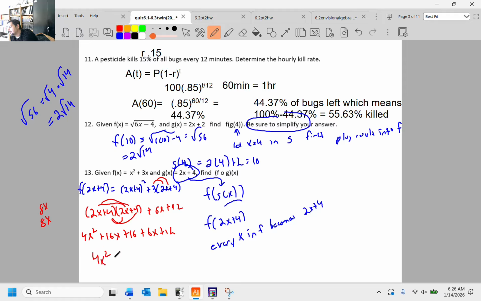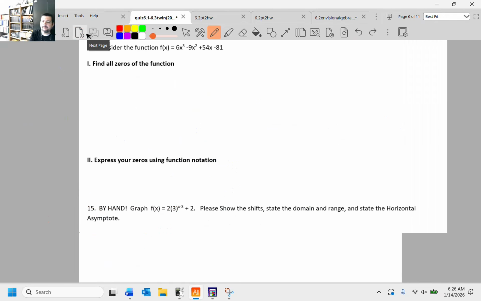It looks to me like there's 22 x's. Oh, 16 and 6, yeah, 22x. And then we got a 16 and a 12, which is 28. Easy peasy lemon squeezy. All right. Be right back.